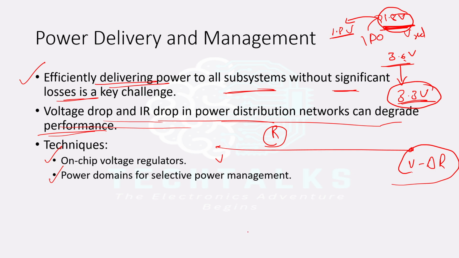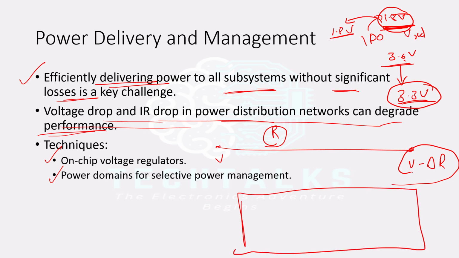What does this mean? Let us say you have a bigger system, and in that you have subsystems. One might be working at 3.3, one might be working at 1.8, but your power management system should take care of supplying 3.3 volts and 1.8 volts for both the systems.